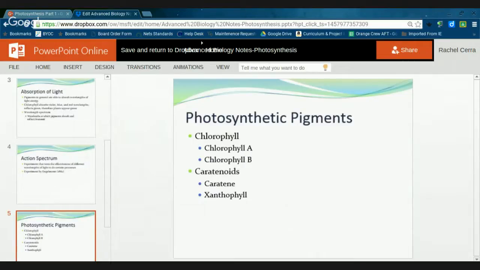There's a couple of photosynthetic pigments that I want to draw your attention to. There's chlorophyll pigments and carotenoid pigments. With the chlorophyll pigments, there's two different types. There's chlorophyll A and chlorophyll B. They're just different versions. And then you've got your carotenoid pigments. You've got carotene and xanthophyll.